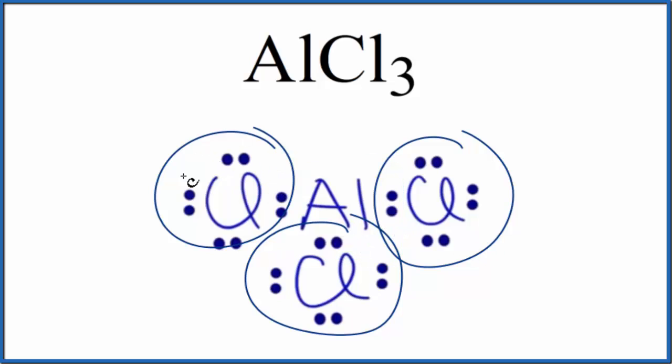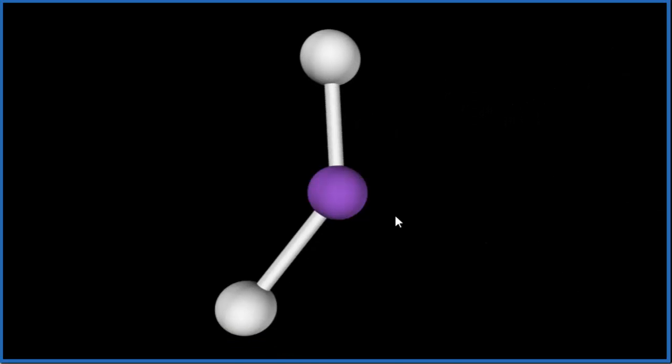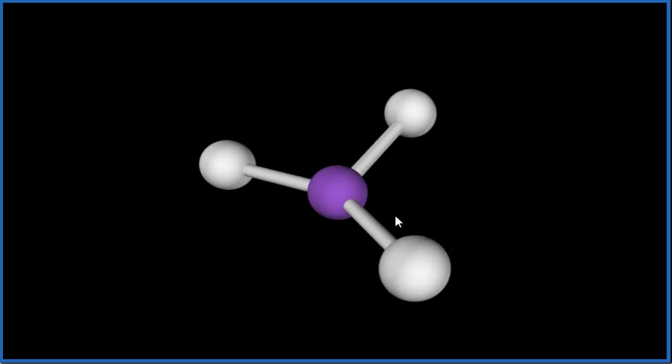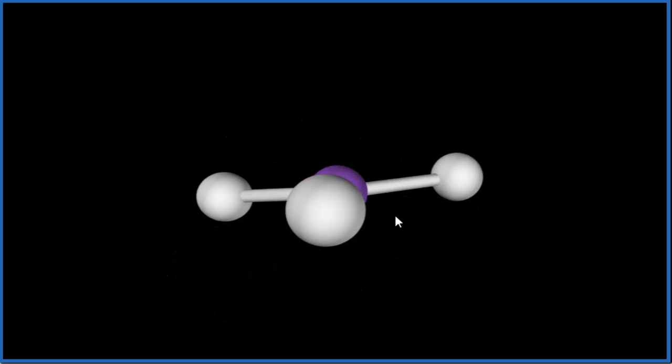You can imagine the chlorine atoms are pushing away from each other. So when they do that, they'll spread out as far as they can. That'll give us our molecular geometry. That'll look like this. The central purple atom is the aluminum atom. We'll add 1 chlorine, 2. You see how they spread out, as far away from each other as they can. We add the 3rd one, and we end up with what's called a trigonal planar molecular geometry.